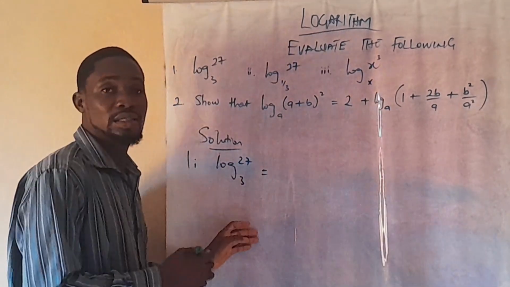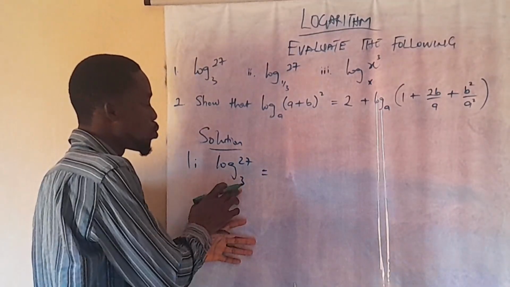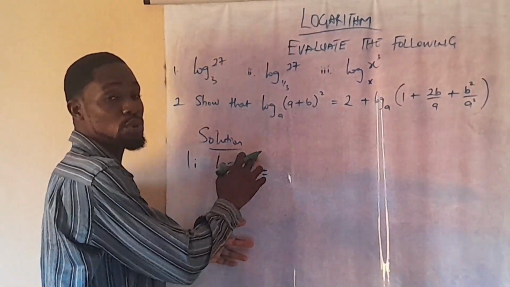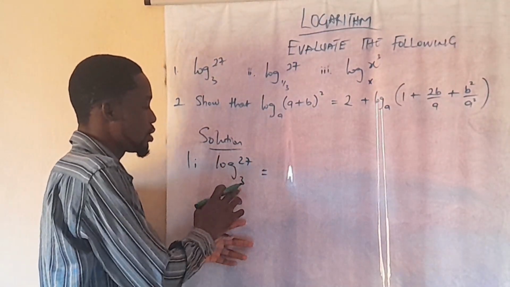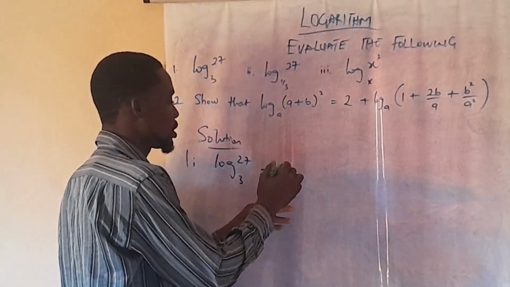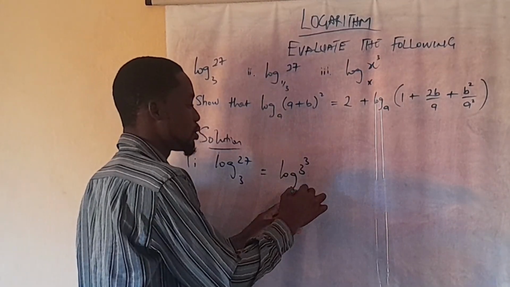Now when you have a question like this, what you're supposed to do is to see what power you will raise this base to get 27. What will I raise 3 to the power to get 27? And that's 3. So I have log 3 power 3 base 3.